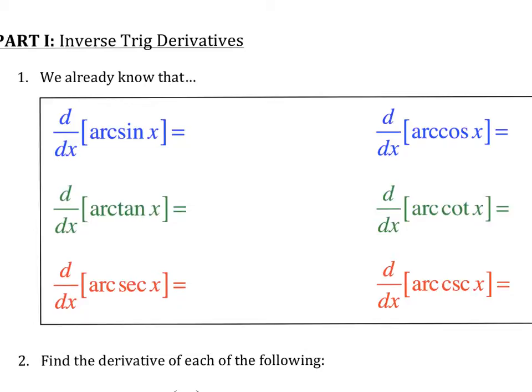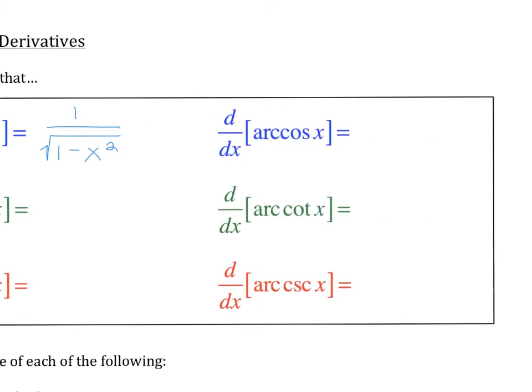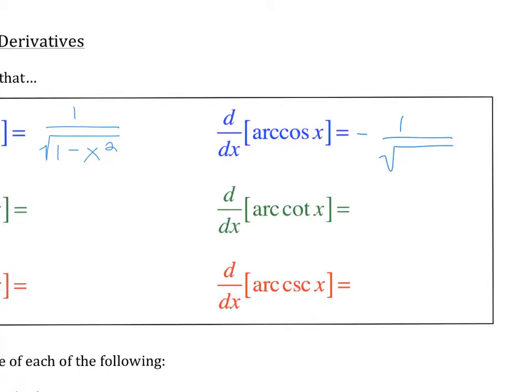recite them in your sleep, but let's refresh our memories. The derivative of arcsine of x is 1 over the square root of 1 minus x squared. And luckily, the derivative of arc cosine x is just the opposite of that. Going from arc sine to arc cosine, you just add a negative. So this will be negative 1 over root 1 minus x squared.